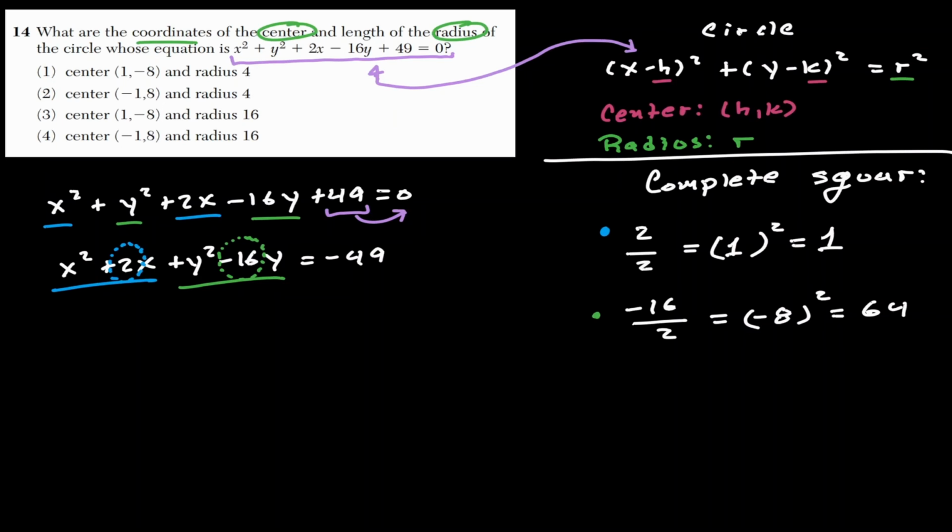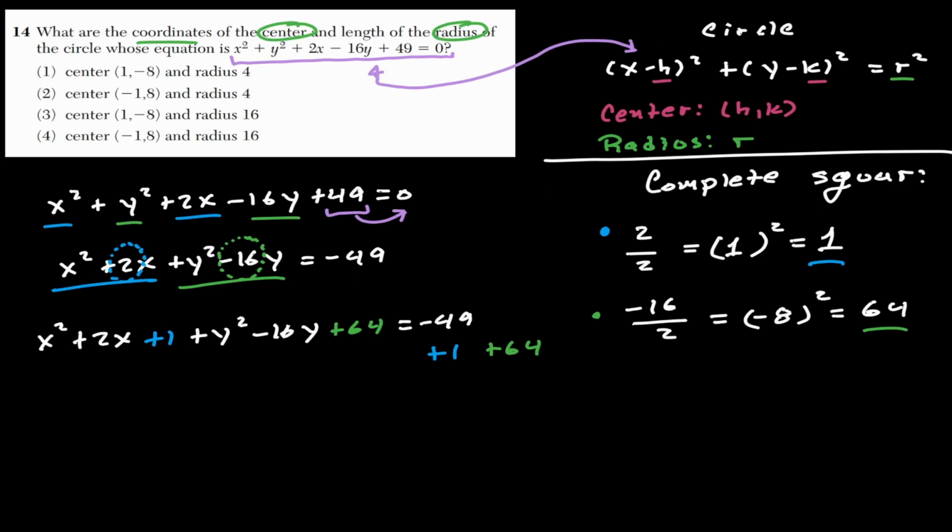We will use these values to complete the square. So when it comes to the variables of x's, let me add this number that we obtained. And when it comes to the variables of y's, let me add this number that we obtained. But you always want to balance out the equation. Whatever we do on the left, we should also do on the right. So let me add 1 on the right and also 64 on the right.